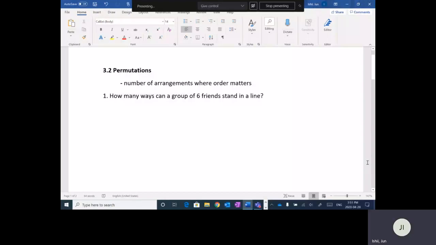Okay, so the next lesson is on something called permutations. Perhaps a word that you've never heard before. So I'm just going to start off by giving the definition of what a permutation is. I think the idea with this concept would be best illustrated through examples. But anyways, permutations are the number of arrangements where the order matters.